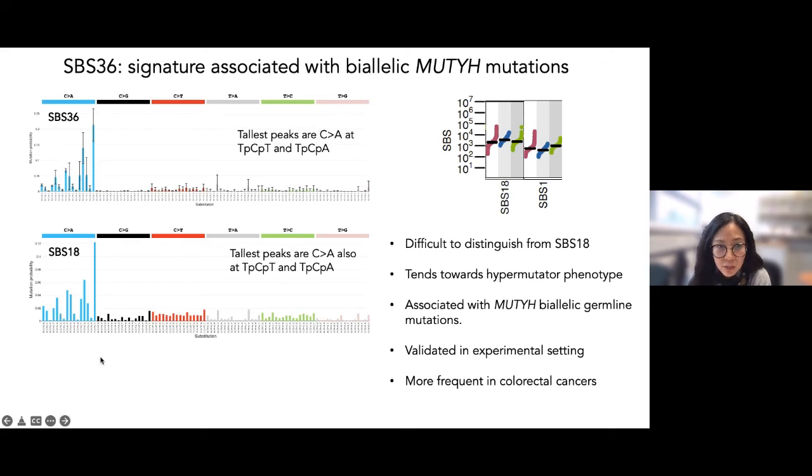Right, it's nearly identical. This particular signature I've shown with error bars because that was the only picture I had, I'm afraid. But the tallest peaks are basically identical between these two signatures. So I am highlighting that sometimes it can be a little bit tricky to distinguish signatures. The good thing is in SBS36, you tend towards a hypermutative phenotype. SBS18 tends to be 10 to the power 3, 10 to the power 4. SBS36 tends to be 10 to the power 4, 10 to the power 5, so a higher mutation burden, and associated with MUTYH biallelic germline mutations.